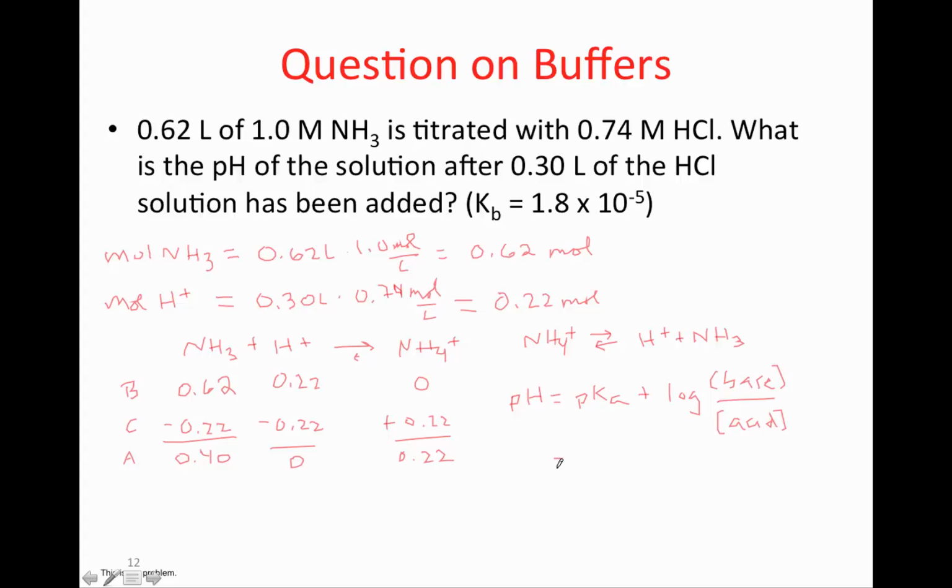So let's throw in some numbers right here. Oh, I don't have a pKa, or a Ka for that matter. I just have a Kb. But I know how I can go from Kb to Ka. Ka times Kb is Kw. So we have 10 to the minus 14, and I'm going to divide that by 1.8 times 10 to the minus 5, and I get 5.56 times 10 to the minus 10.